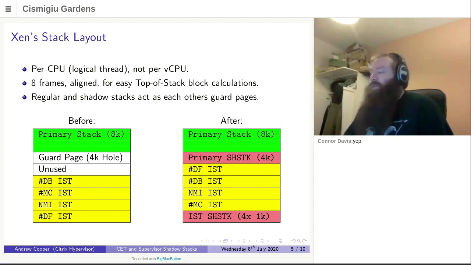So overall, we managed to get support in for this without increasing the amount of stack memory that we actually allocate, which was nice.